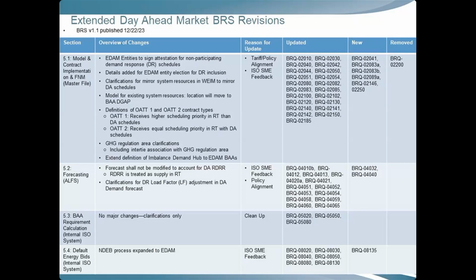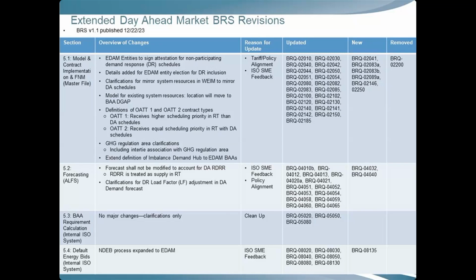One we've defined as OAT 1, which receives higher scheduling priority in real time than the day-ahead schedules, while OAT 2 receives equal scheduling priority in real time with day-ahead schedules. All other elements of those contract types are the same. That's the one differentiation between OAT 1 and OAT 2 as we've defined them.